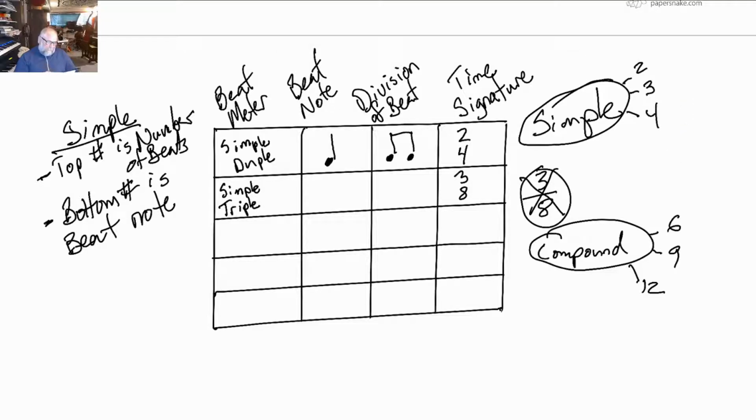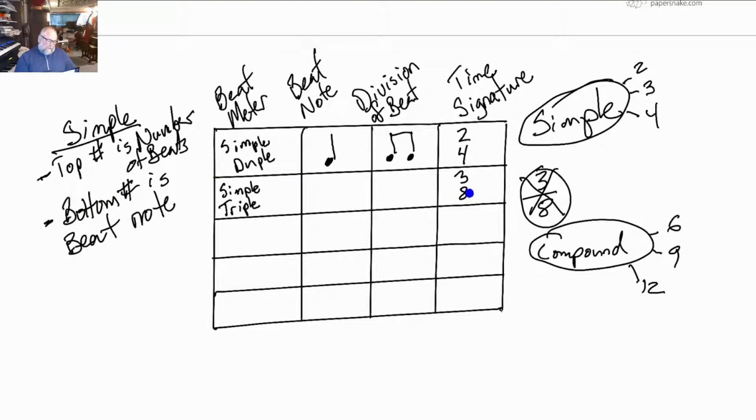Okay? All right, so this is 3, 8. 3 is the top number, simple triple. If 3 is the top number, what kind of beat is it? Simple triple. That's the answer. If 2 is the top number, what kind of beat is it? Simple duple. Okay, and then like we say over here, in simple time, the bottom number is the beat note.